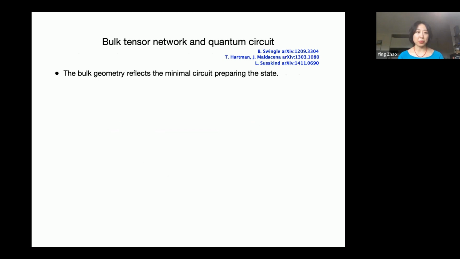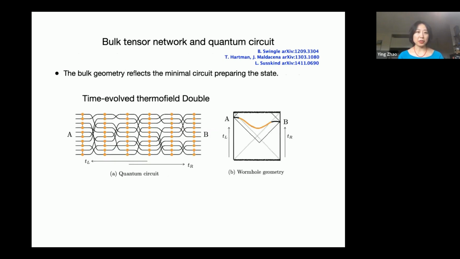So first, some background: the bulk, tensor network and quantum circuit. It's well known that within the context of AdS/CFT, the bulk geometry reflects the minimal circuit preparing the state. Here's the quantum circuit, and this is the time direction. As time increases, the circuit gets longer. These orange dots are quantum gates, and this is just a particular toy model of a quantum circuit.